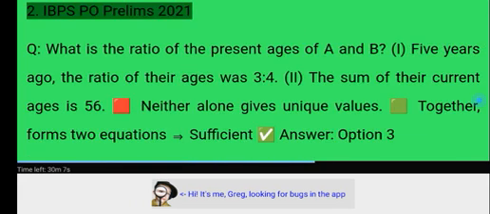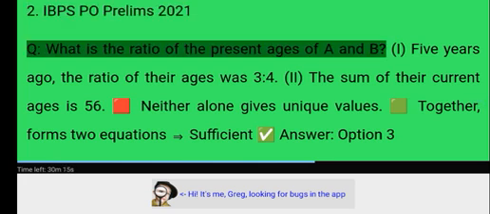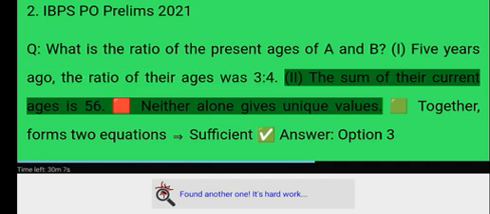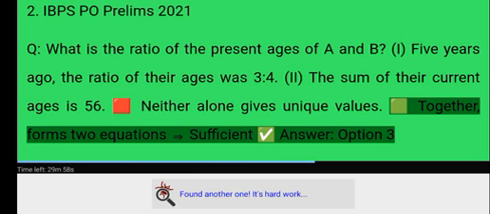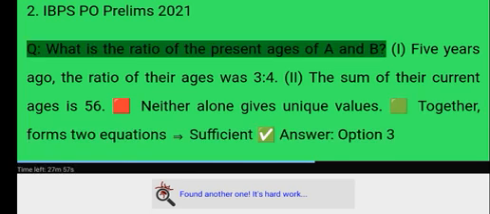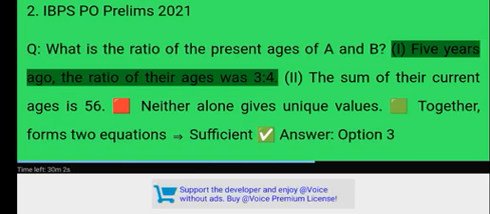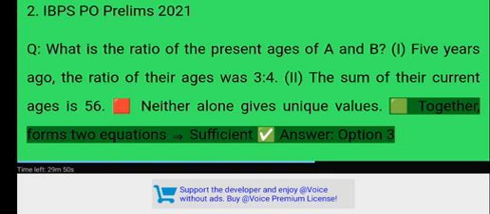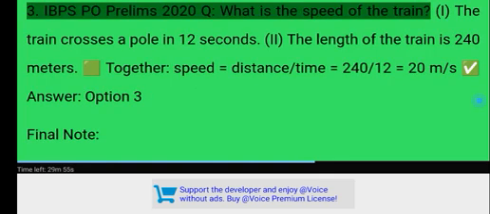PYQ 2: IBPS PO Prelims 2021. What is the ratio of the present ages of A and B? 1. 5 years ago, the ratio of their ages was 3 to 4. 2. The sum of their current ages is 56. Neither alone gives unique values, but together they form 2 equations, so it is sufficient. Answer: Option 3.